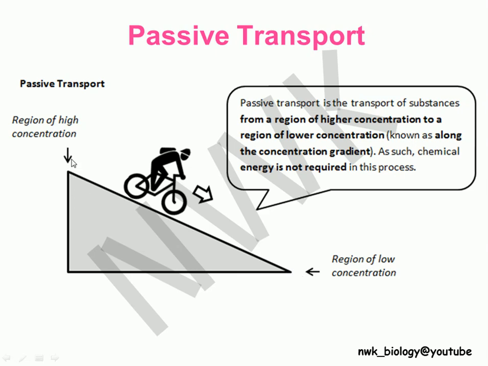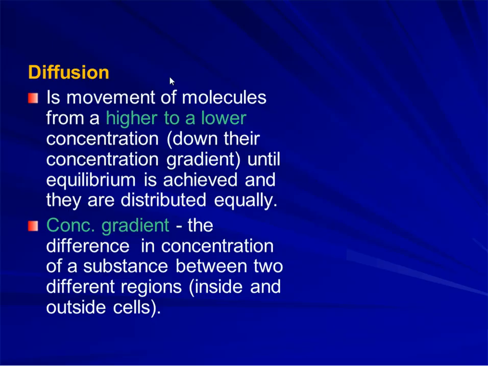So the transport of substance from the region of higher concentration to the region of lower concentration is just like cycling down the hill. When you are cycling down the hill, it does not need much energy. By this, in passive transport, when the substances are moving from the region of high concentration to the region of low concentration, energy is not required in this process. By this, it is known as passive because no energy is required. Under passive transport, you have 3 types. Now, let's look at the first one.